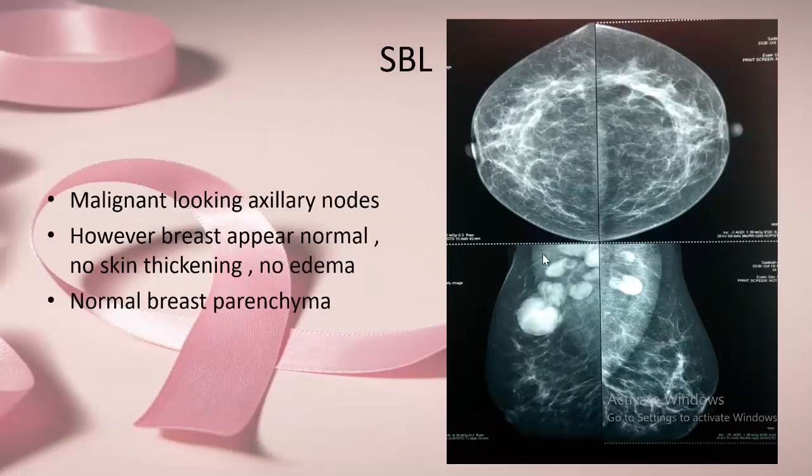This is another case of secondary breast lymphoma. We have malignant looking axillary nodes. They are globular in shape, with indistinct hilum or eccentric hilum. So these are malignant appearing lymph nodes. However, the breast appears completely normal. There is no edema, no associated skin thickening, normal breast parenchyma. So this is a case of secondary breast lymphoma in the axilla, affecting the axillary lymph nodes without affecting the breast itself.